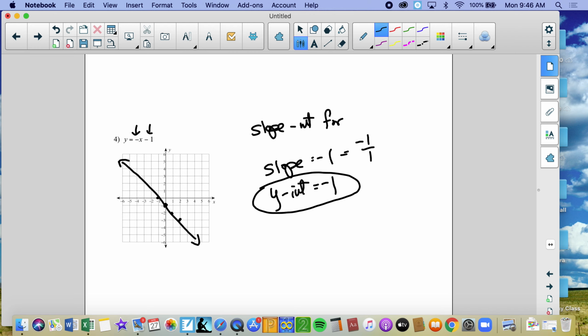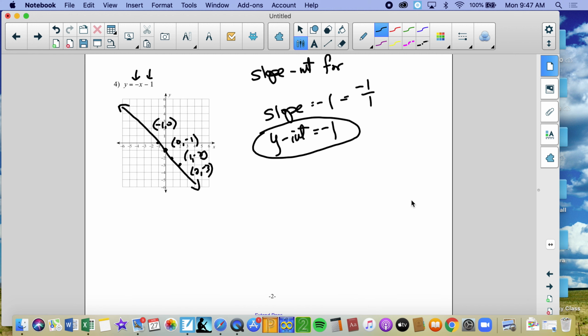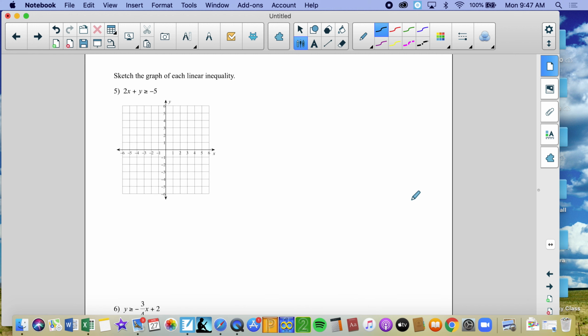And we always should actually notate the coordinates. So that's -1, 0. That's 0, -1. That is 1, -2. And that is 2, -3. Looking at that, our coordinates are going to be 0, 3 and -3, 0. I think that's it. Let's move on to the next one.